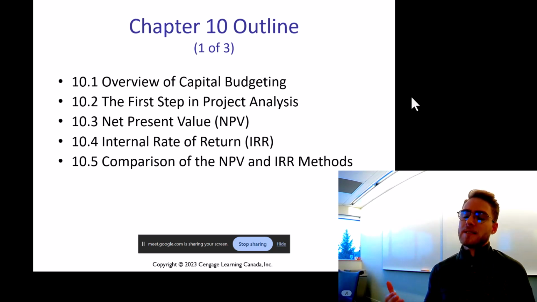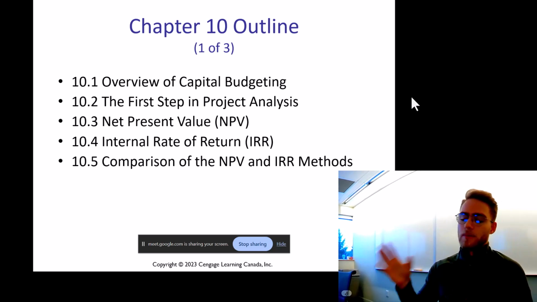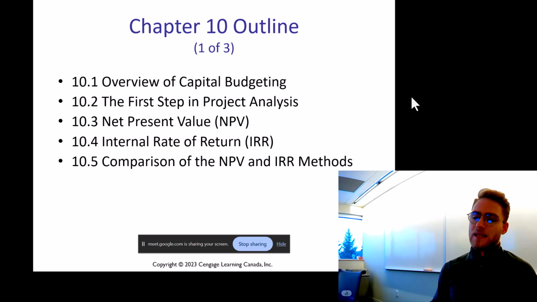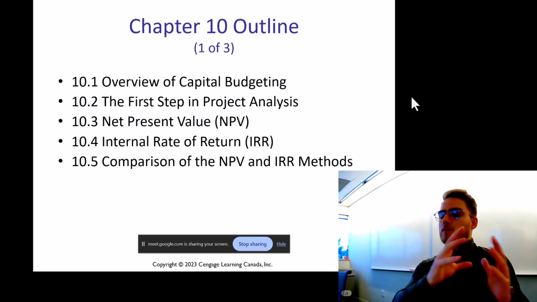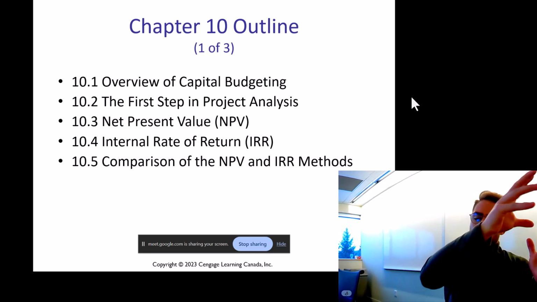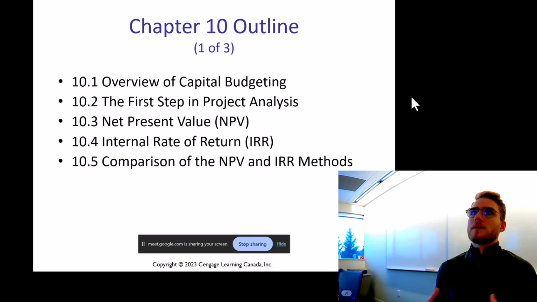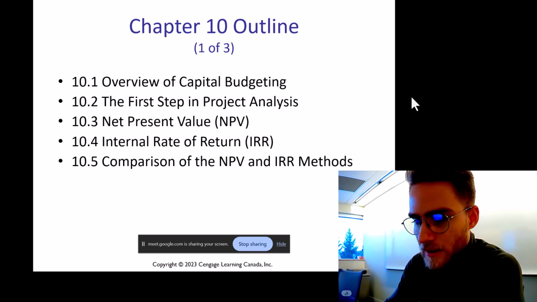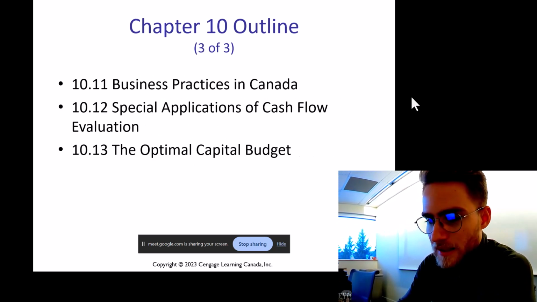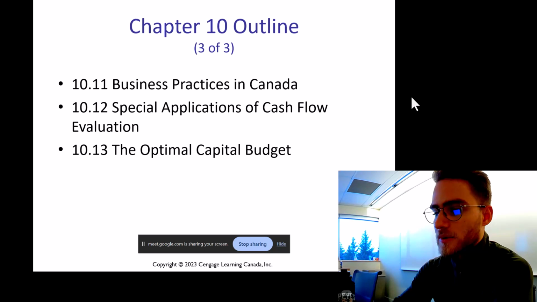But specifically in this case, I'm going to walk you through all the different ways we would look at a project and we might do analysis on it, right? From NPV to what's the IRR. I even do this here at the university as well. So the whole point of this is that you can take multiple projects and from a numerical basis, you can compare them side by side and then make an educated decision on what is the best project to pick per se. So there are multiple methods which we'll get into, and then we're going to talk a little bit about some business practices in Canada, special applications of cash flow, and the optimal capital budget as well.